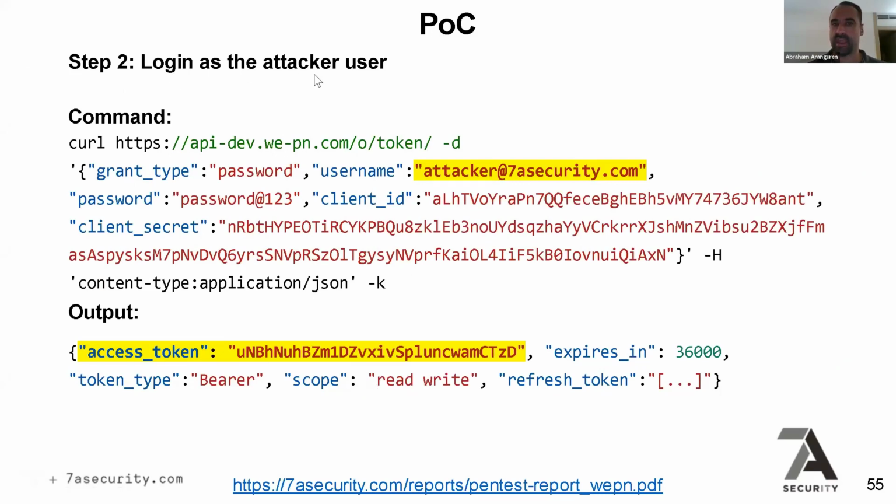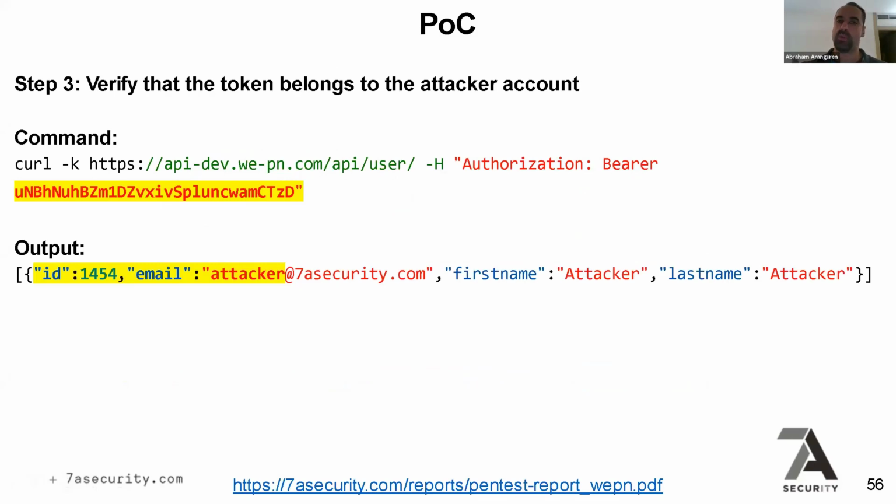Then we log in as the attacker. This is the request to log in as the attacker, and we get the access token, right? So until here, everything's normal. There's no attack yet. Now we verify that the token belongs to the attacker account. You make the request with the access token, and you can see that, yes, this actually belongs to the attacker user, right? So until here, everything's normal.